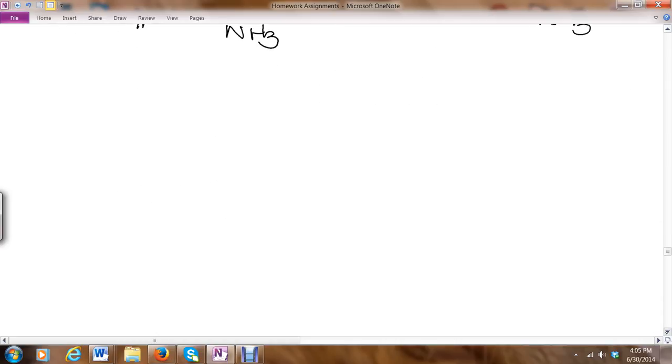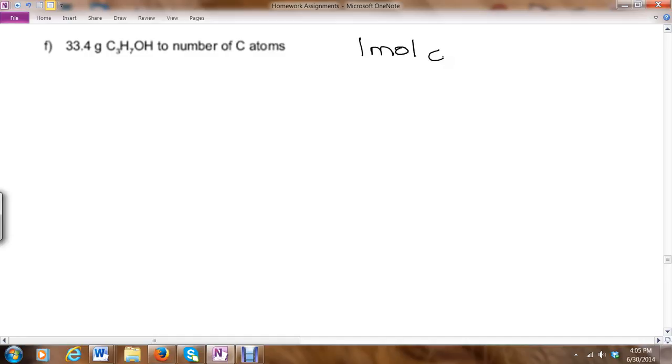Let's go ahead and solve the next one. Here you got grams to number of carbon atoms. If you go through the flow chart, you first convert it to moles and then you convert it to carbon. So the first thing is, in 1 mole of C3H7OH, you got how many grams? You have to calculate the molar mass.